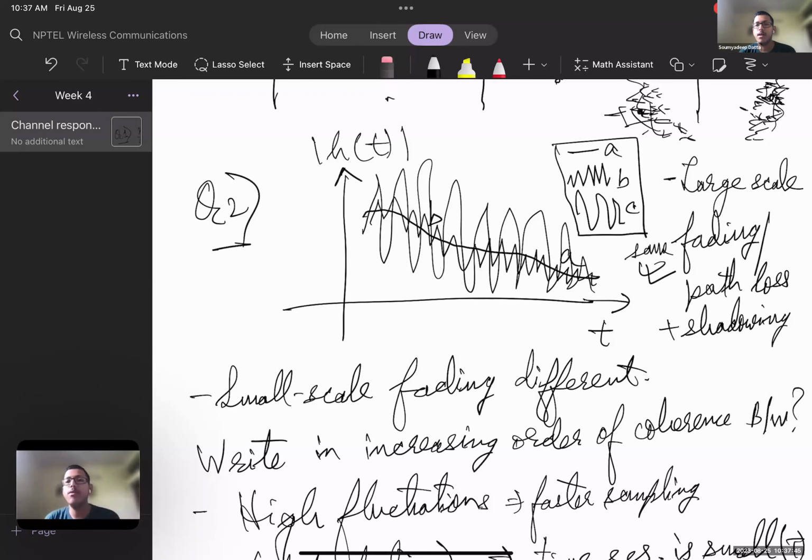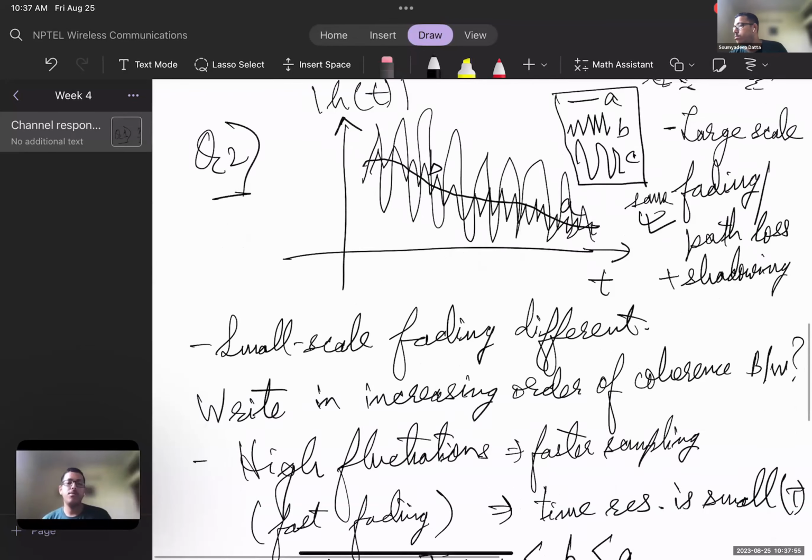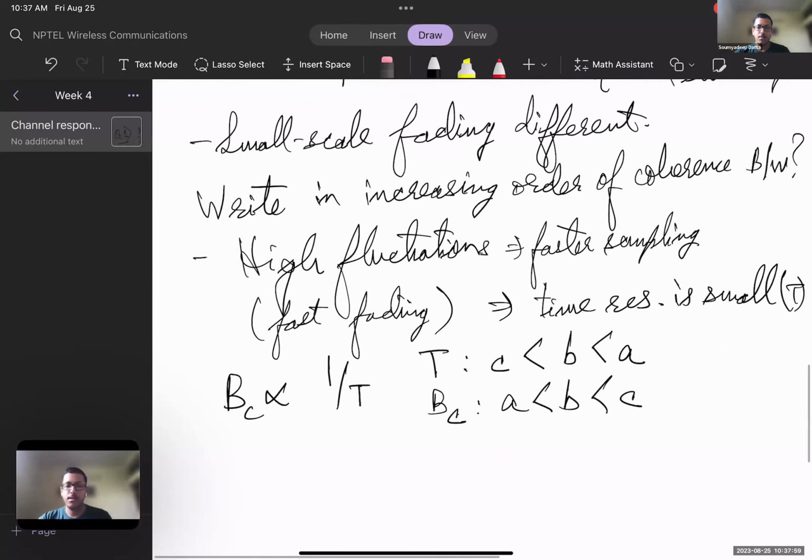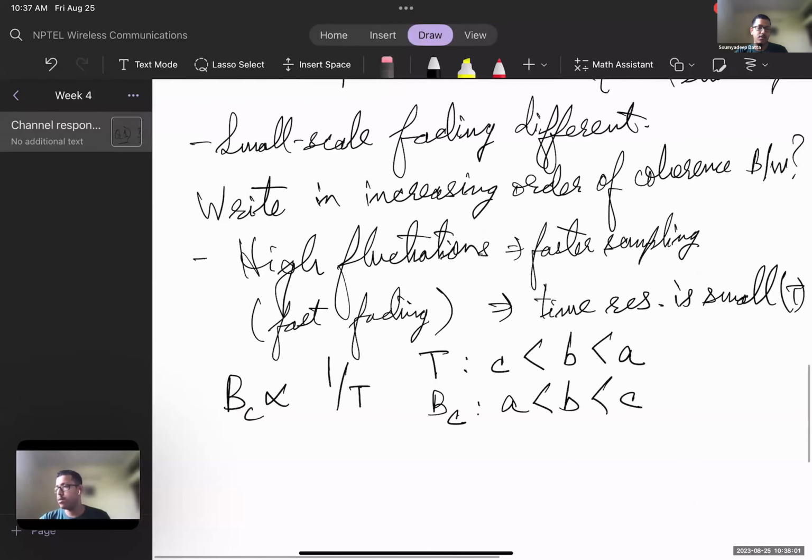So if you have faster fluctuations, it means in frequency you will have high frequency signals, and so your bandwidth increases. So it's just the opposite relation. I hope this is clear. If there is any doubt, I can ask.